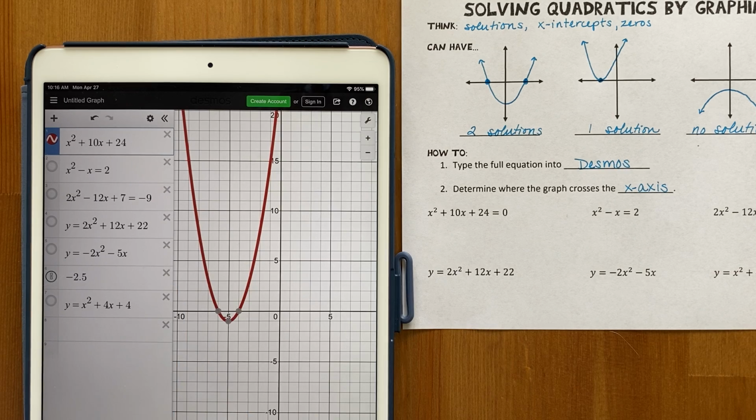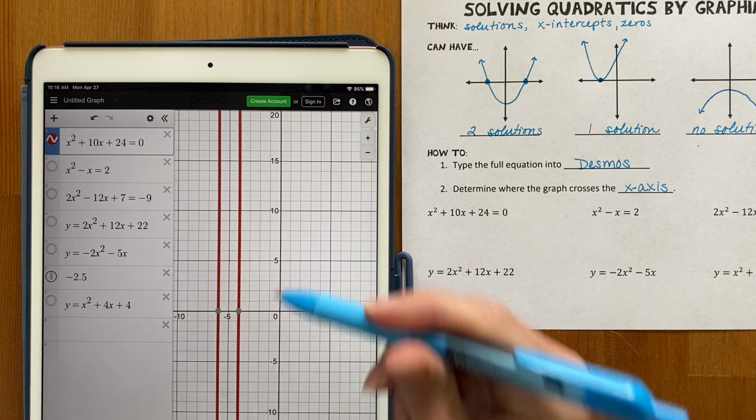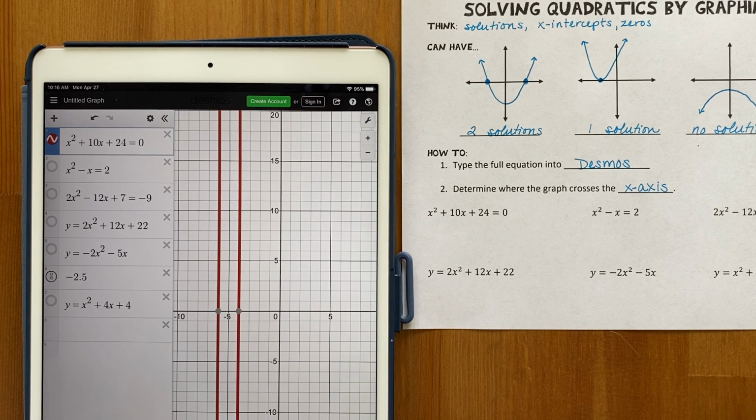Now, if I change this to actually type in the full equation with the equal 0, instead it puts vertical lines on my graph instead of that U shape, which still give me the same answers of -6 and -4. It's just because it's graphing the solutions. So that would be x equals -6, a vertical line, and x equals -4, a vertical line.